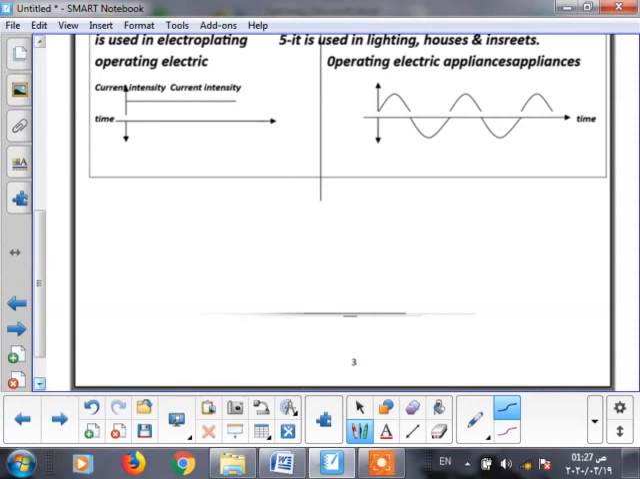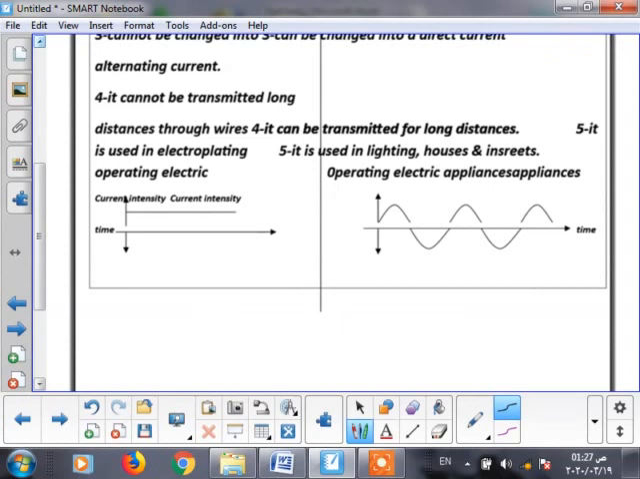What about the importance of both? The direct current is used in the electroplating process. For example, when we have a metal like a spoon made of stainless steel, we can plate it with silver metal, and this is called the electroplating process. So we use here a dry cell or battery, the direct current. It is also used in operating some electrical appliances. What about the alternating? It is used for lighting houses and streets and also for operating electrical appliances.